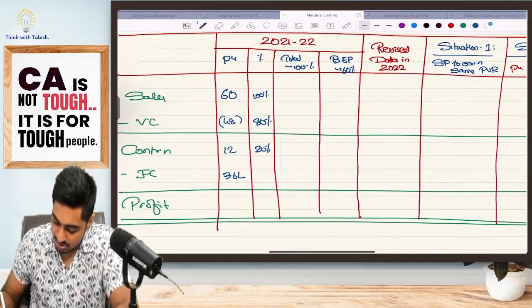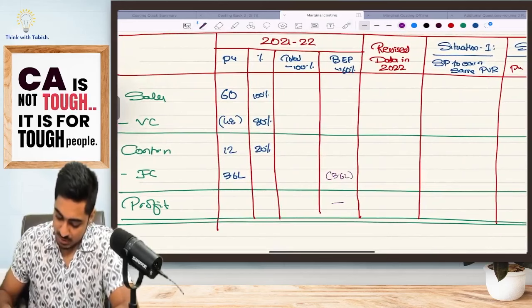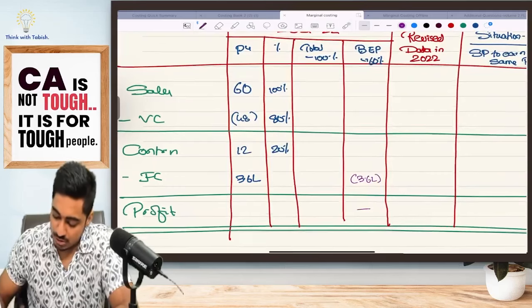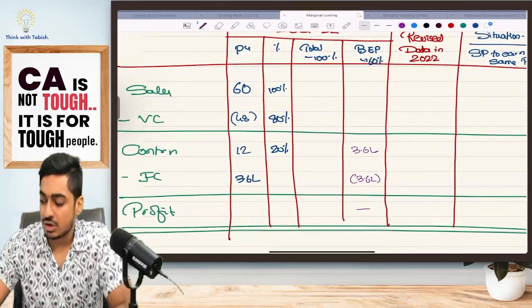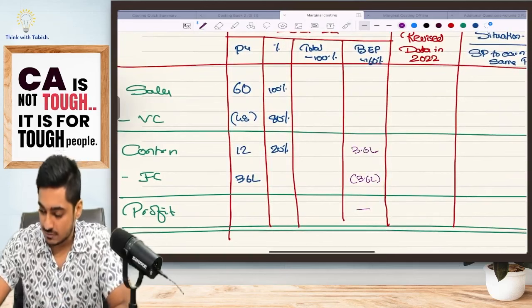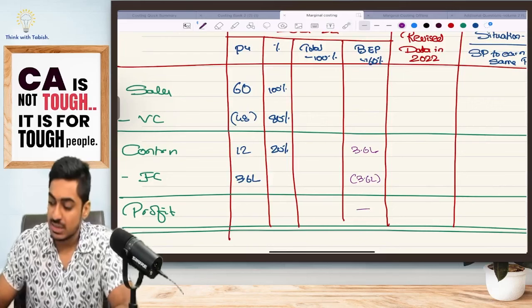No profit, no loss. But I have to pay fixed cost of 3,60,000. So to pay 3,60,000 fixed cost, how much contribution do I want? 3,60,000 contribution I want. It is how much percentage of sale? 20%. That means how much is my sale, students? Yes, my BEP should be 18 lakh.